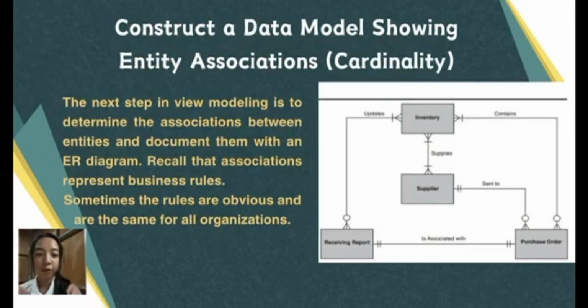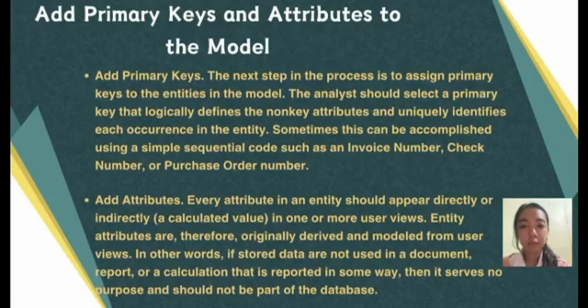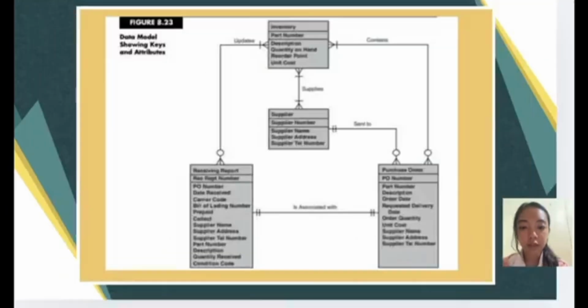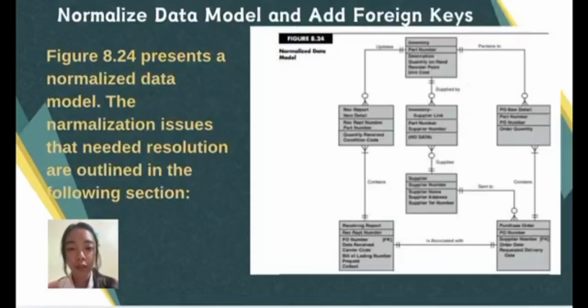The next step in view modeling is to determine the associations between entities and document them with an ER diagram. Recall that associations represent business rules. Sometimes the rules are obvious and are the same for all organizations. Add primary keys, the next step in the process, is to assign primary keys to the entities in the model. The analyst should select a primary key that logically defines the non-key attributes and uniquely identifies each occurrence in the entity. Figure 8.24 presents a normalized data model.